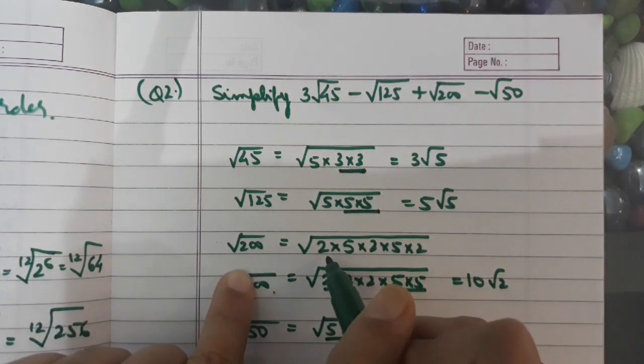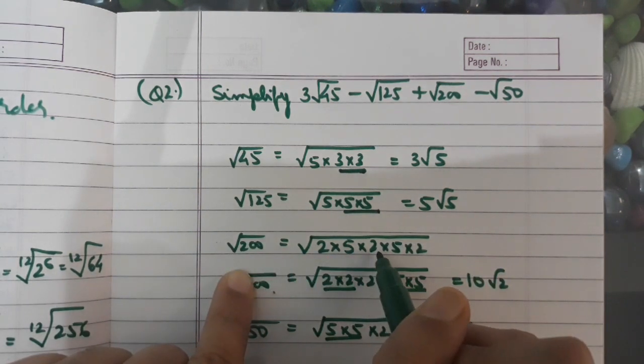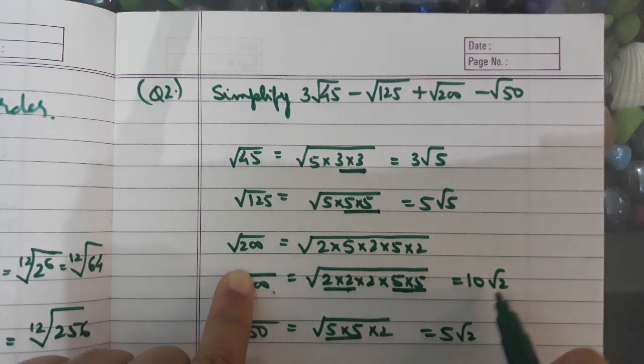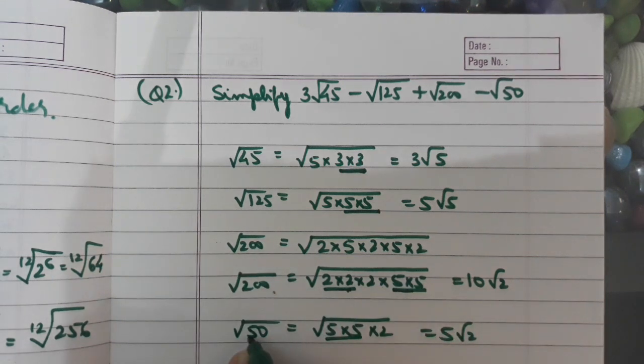Root 200 can be written as 2 into 5 into 2 into 5 into 2, or 2 into 2 into 2 into 5 into 5. On making pairs, we get 2 and 5 we take out of the square root sign. 2 into 5, that is 10 root 2. The next one is root 50, which can be written as root 5 into 5 into 2. So this comes out to be 5 root 2.